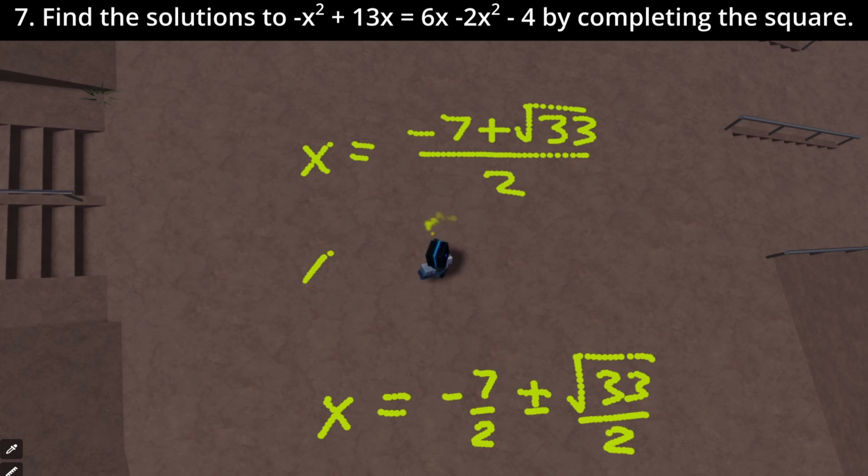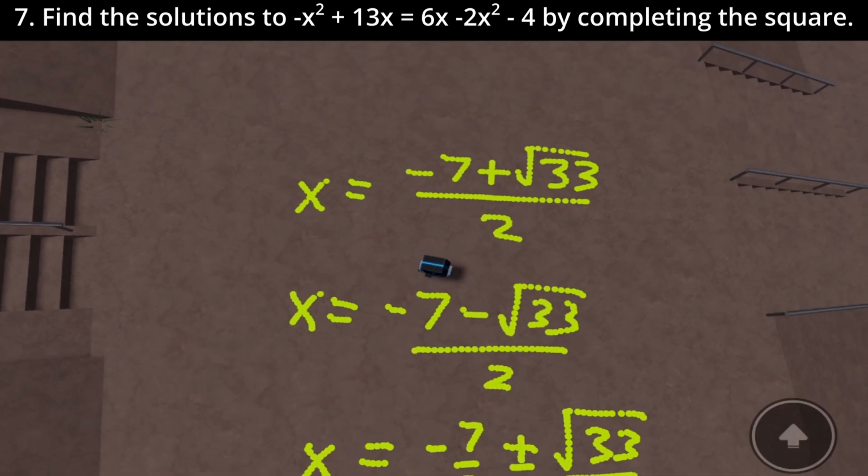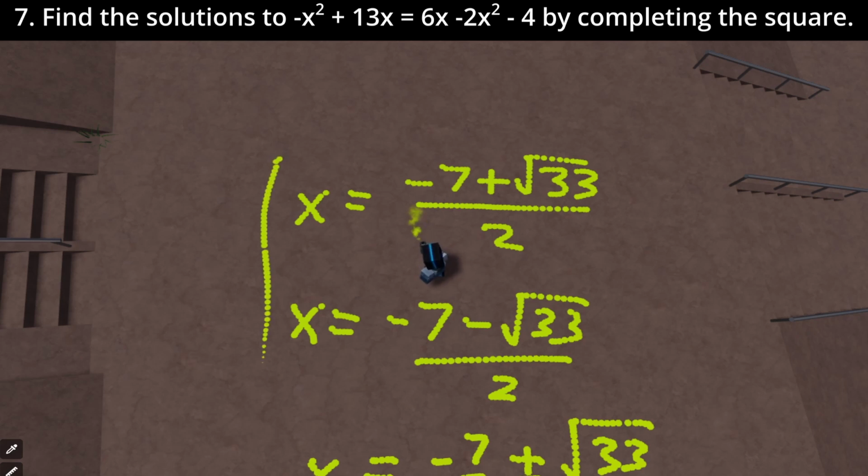And now just take the negative solution. So that would be x is equal to minus 7 minus the square root of 33 divided by 2. And there you go. These are our solutions to x.